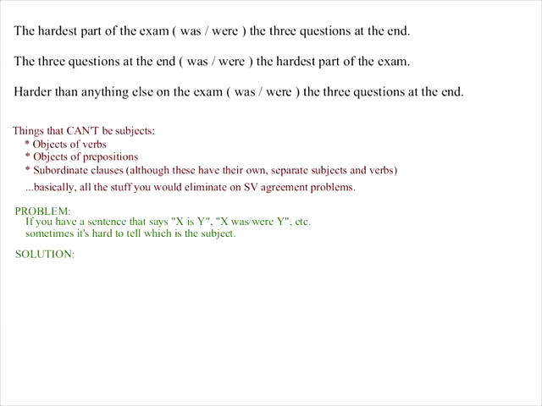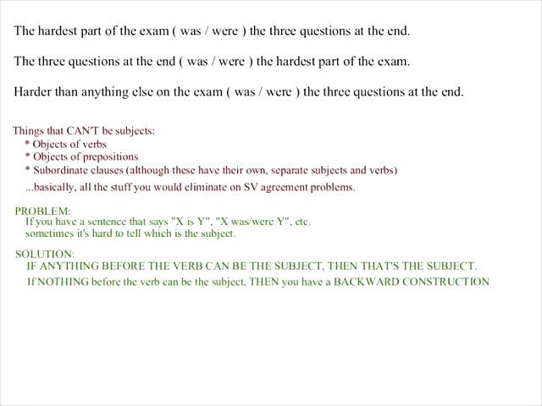If anything before the verb can be the subject, then that's the subject. If nothing before the verb can be the subject, then you have what's called a backward construction, in which the subject follows the verb.